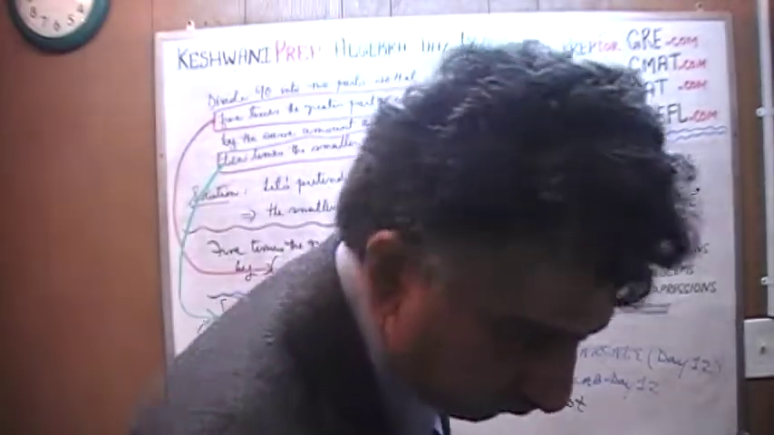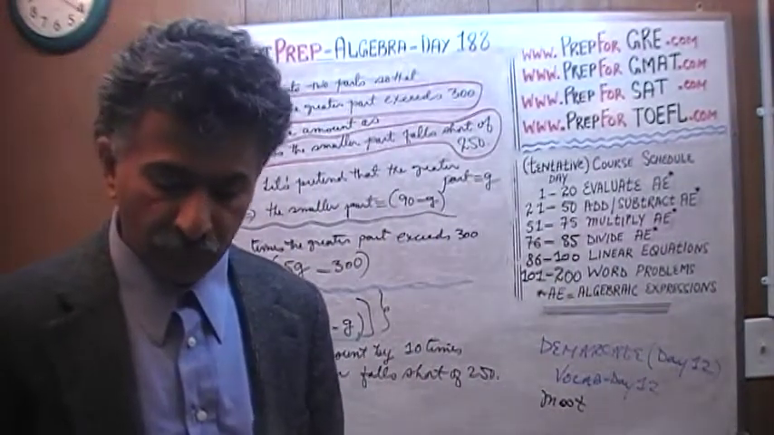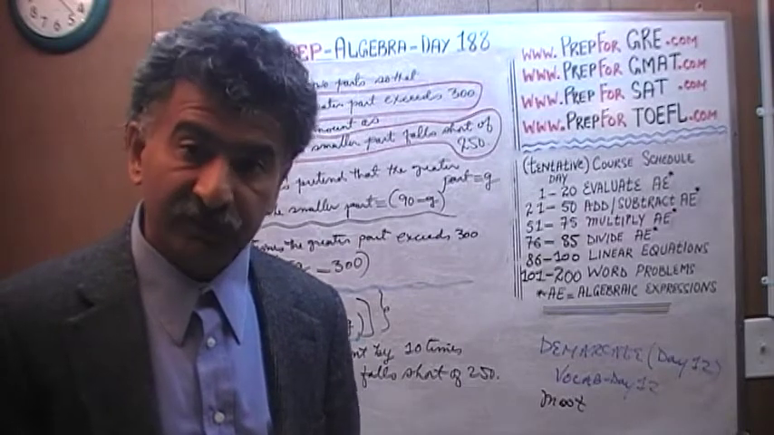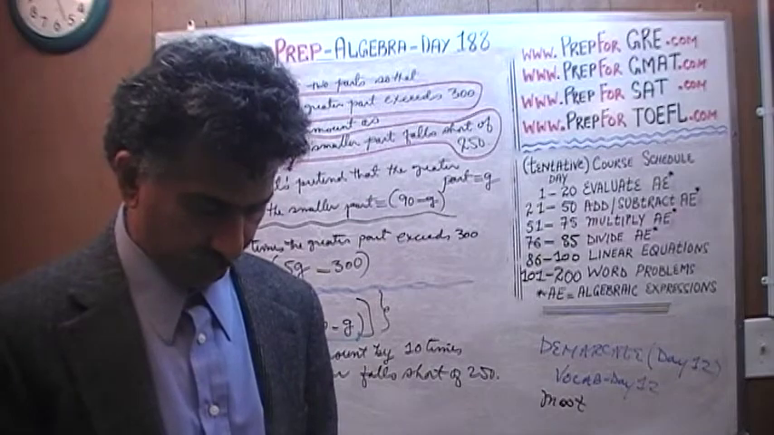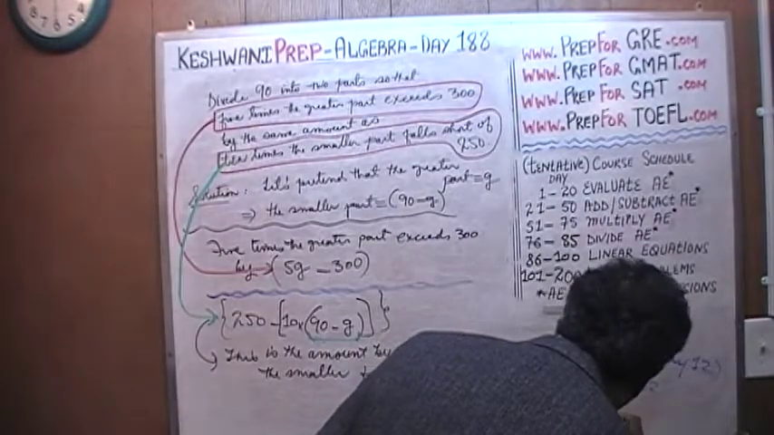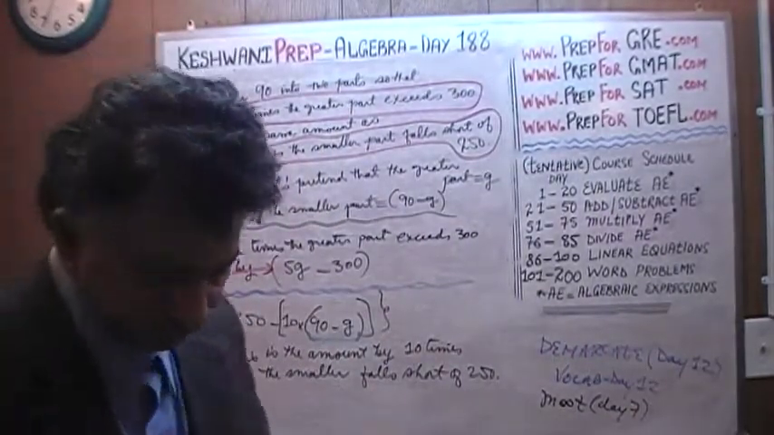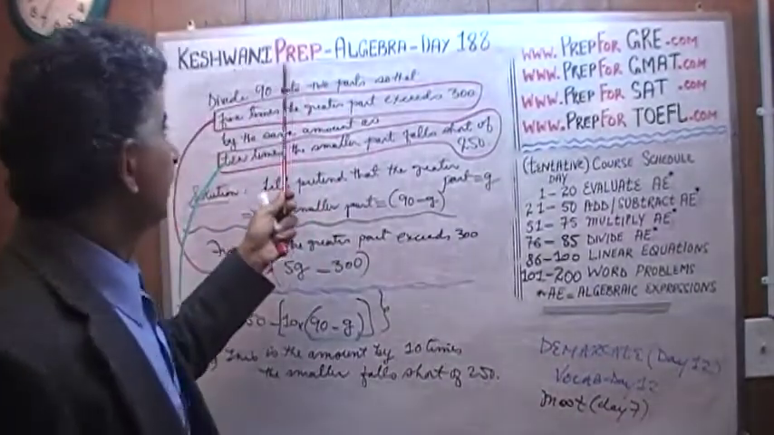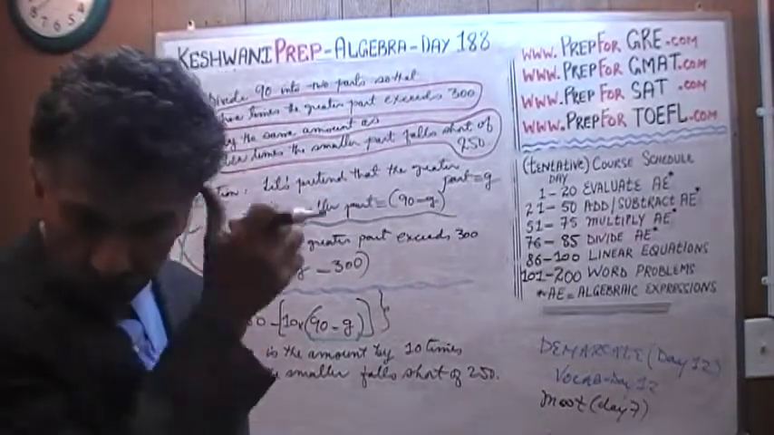Let's learn this word, moot point. It is a moot point. It doesn't matter how good you are at solving an equation if the equation itself that you came up with is wrong. Moot point. When did we learn this? Day number 7. Again, one more time, just type in Keshwani Prep -vocab day 7, and you will learn this word moot.